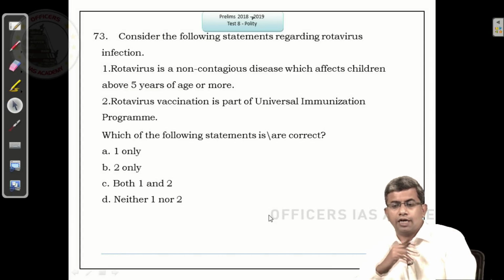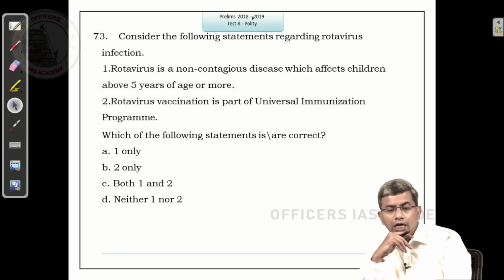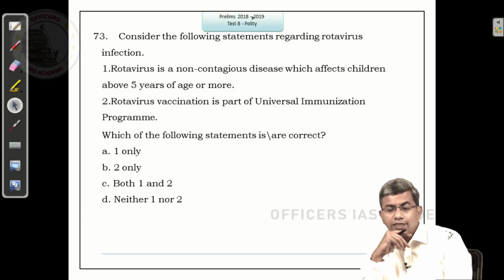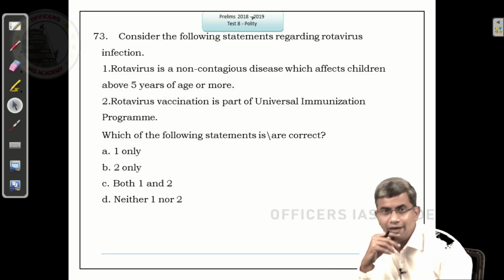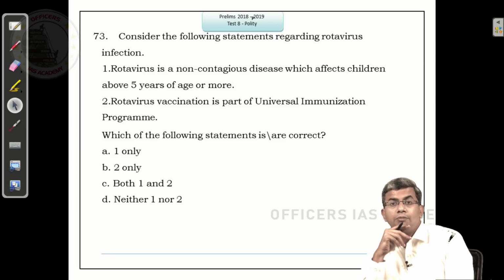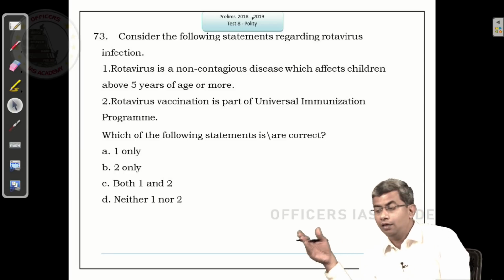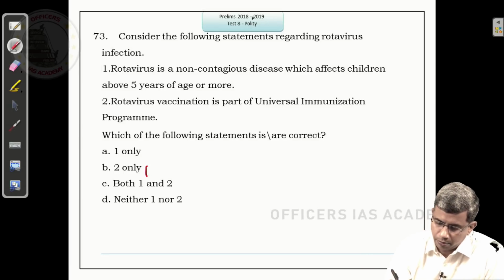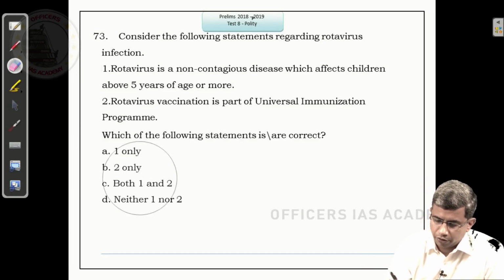Consider the following statements regarding rotavirus infection. Rotavirus is a non-contagious disease which affects children above 5 years of age. Rotavirus vaccination is part of the universal immunization program. Definitely rotavirus vaccination is part of the universal immunization program, but it is an extremely contagious disease which affects primarily children between the age of 3 months and 35 months. So the first statement is wrong. The correct answer is B, 2 only, right?